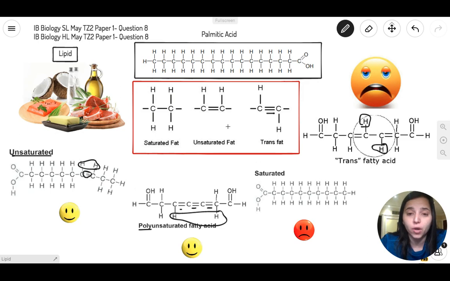But then again, we go back to the structure. First thing, we look at that long chain. Do you see any double bonds? No. Since there are no double bonds, the answer is saturated fat. That is the right answer. As long as you see no double bonds and it's a long chain saturated with hydrogens all over the carbons, it's an easy pick: saturated fat. And that is the answer. Palmitic acid is a saturated fat.